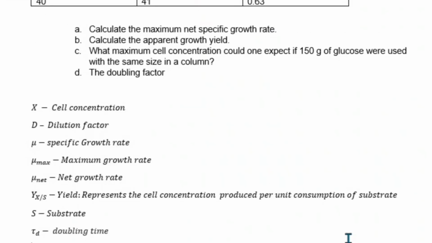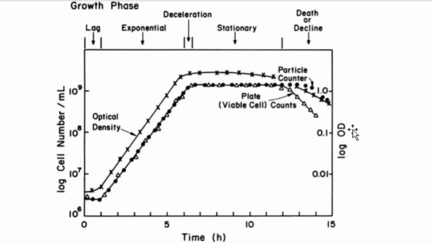Okay, let's define each variable. In this scenario, X is the cell concentration. U alone is the specific growth rate. U max is the maximum growth rate. U net is the net growth rate. Y subscript X/S, in this scenario, represents our apparent growth yield. S is our substrate and TD is our doubling time.